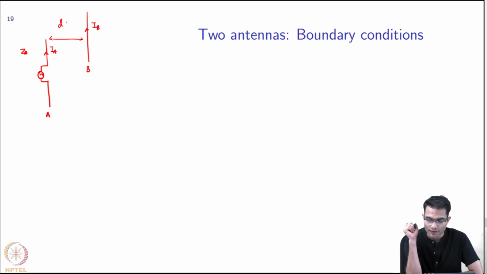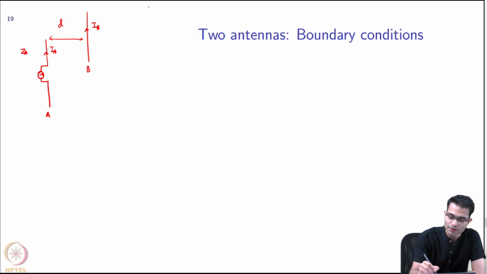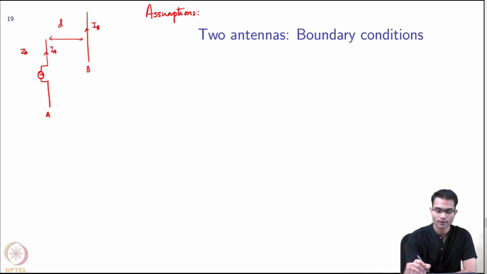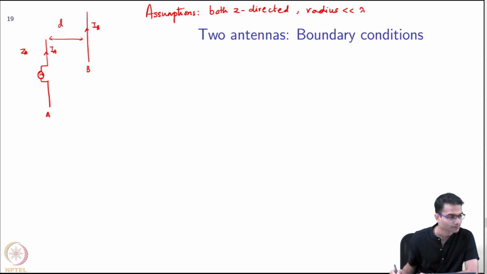Now, since this is the very first introduction of CEM to mutual coupling, I need to make some simplifying assumptions, which is not required, but just to keep the derivation simple. So the assumptions I will make are both are z directed, so both currents are z directed, and radius is much smaller than wavelength. Okay. This just allows the math to become a little bit easier.